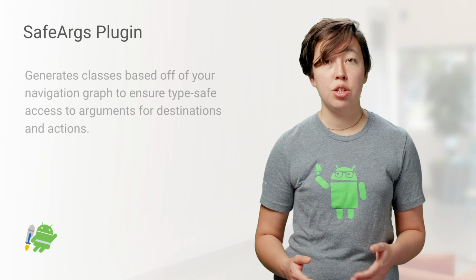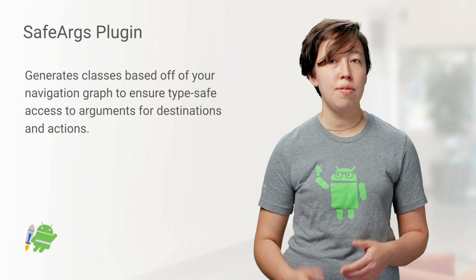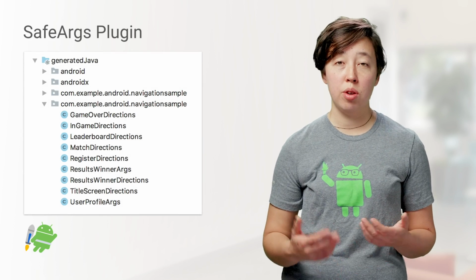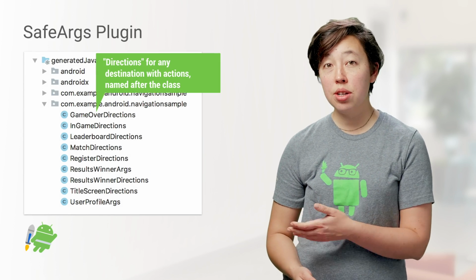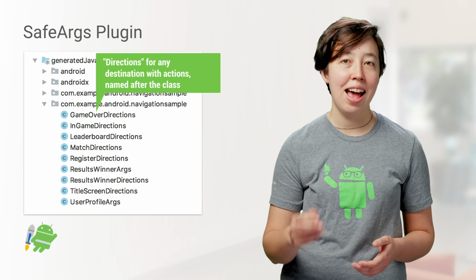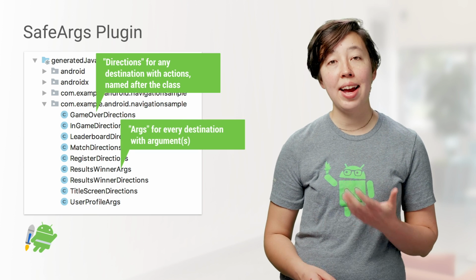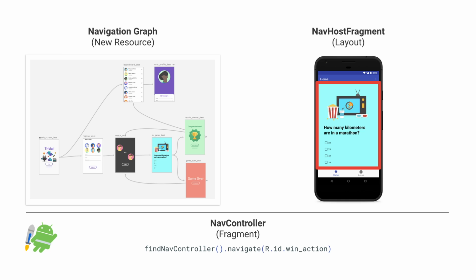The SafeArgs plugin generates code to allow you to do type-safe navigation and argument passing. First, you'll add the Gradle plugin to your code. This will generate classes based off of your navigation graph. It'll make these direction classes for any destination that has actions, and it'll make args classes for any destination with arguments. If you take your original navigation statement, you can swap in these generated classes, and you'll get something that looks like this.